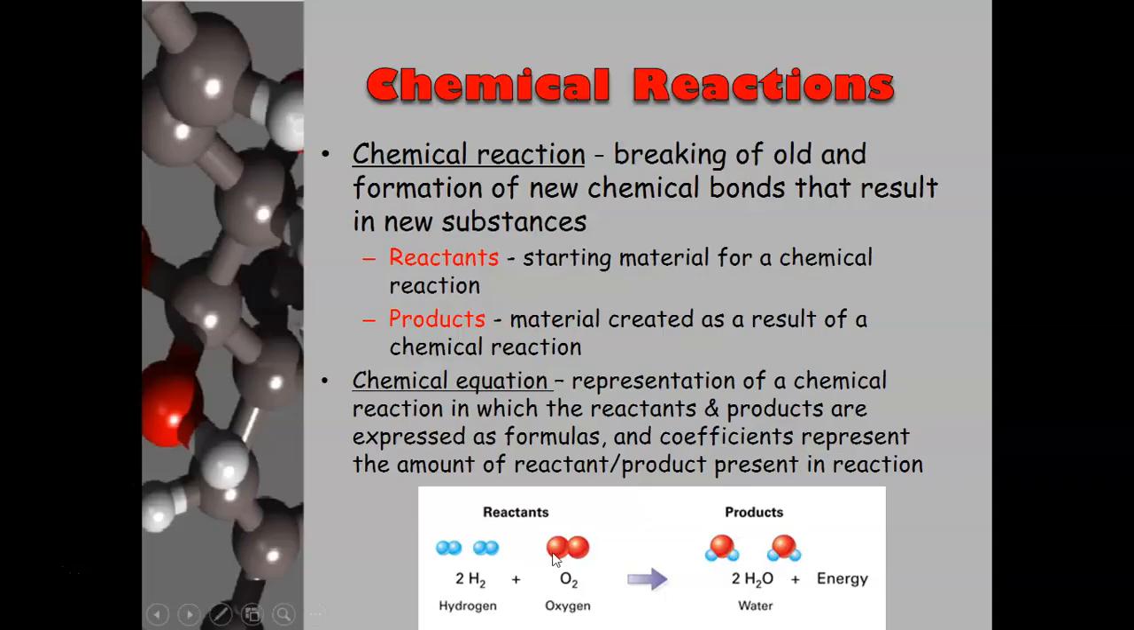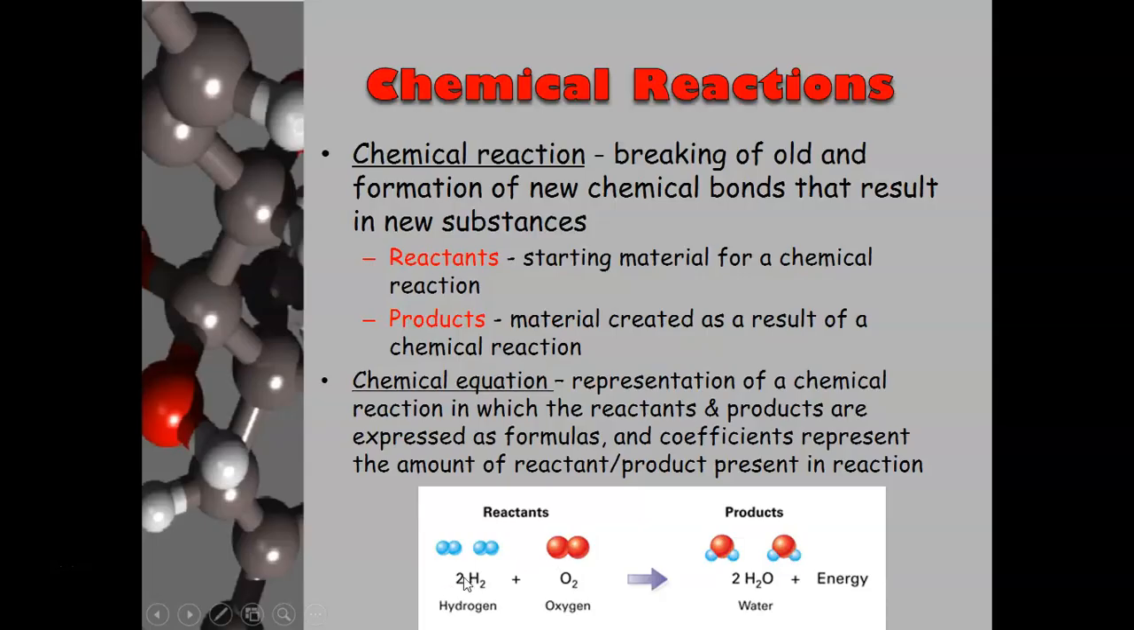If we take a look at this particular example, I've got two hydrogens and oxygen. Those are my reactants, those are my starting materials. We break those atoms apart, so these bonds are going to come apart, and we're going to put them back together in some new arrangement. In this case, we're going to make some water out of them.